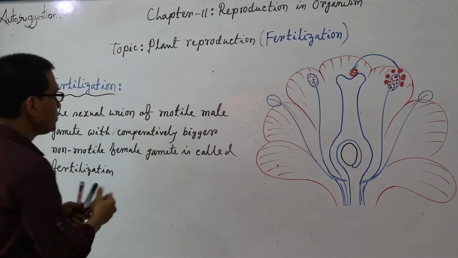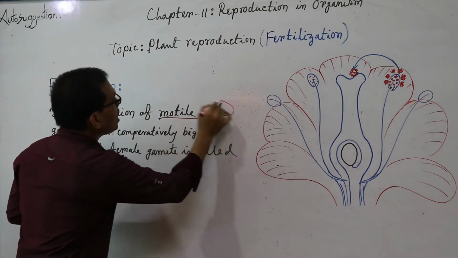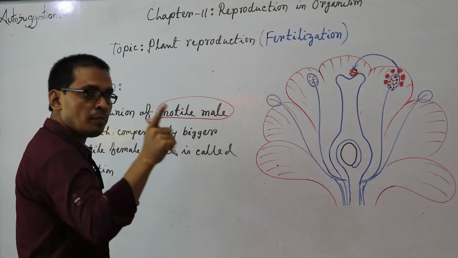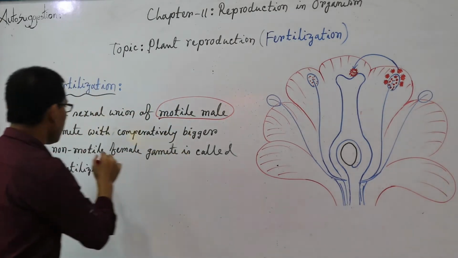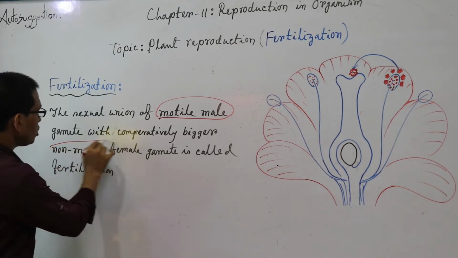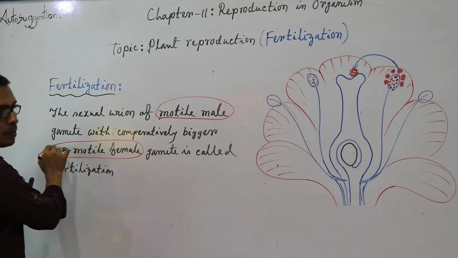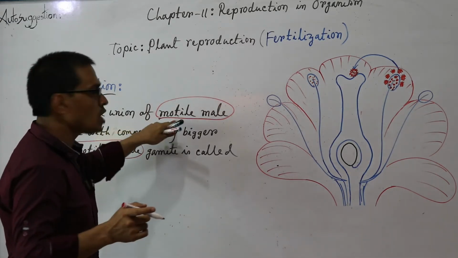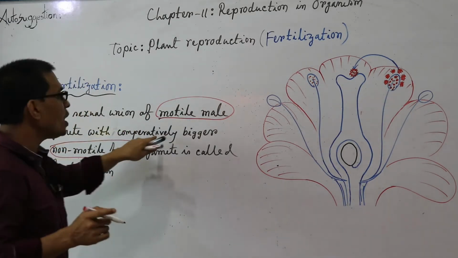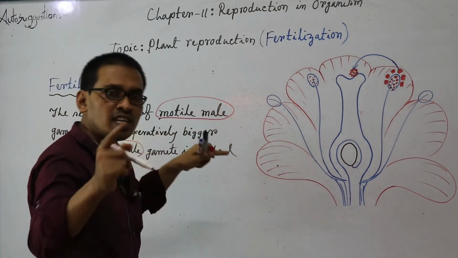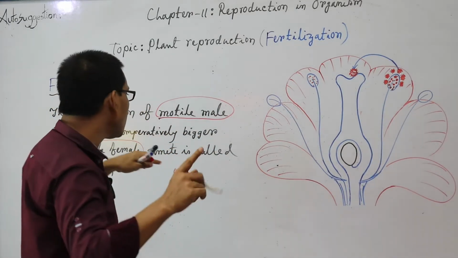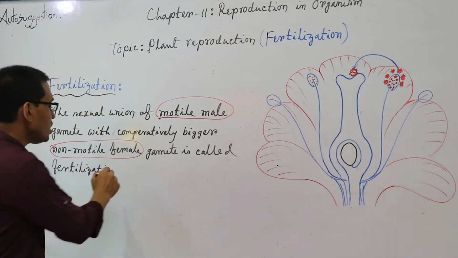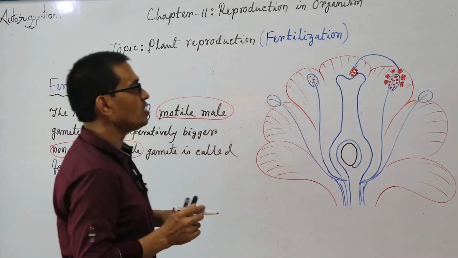Motile male gamete here means moving male gamete. Motile means the male gamete moves, and the non-motile female gamete does not move. The male gamete is basically smaller in size, and the female gamete is larger in size. That's why the sexual union of the motile male gamete with the comparatively bigger non-motile female gamete is called fertilization.